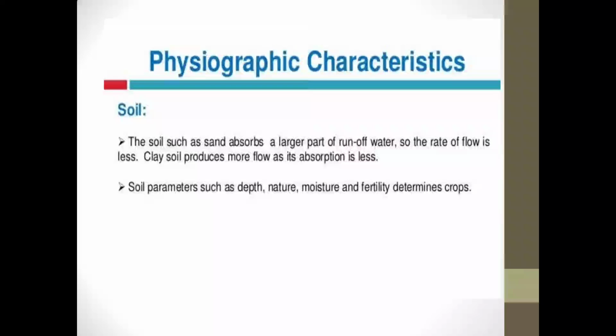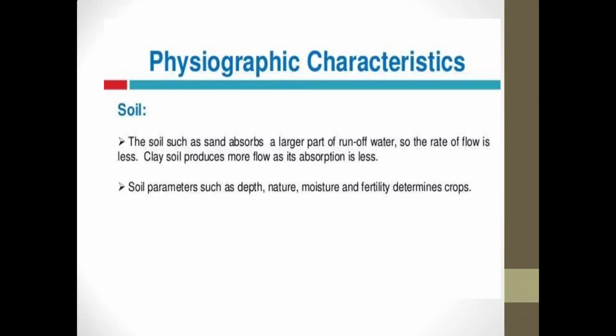If the type of soil is clay soil or black soil, in that case the flow of water is more, and the absorption of water into that black soil or clay soil is very less. So sand soil plays a very important role in the absorption of the peak flow of the runoff water, and it also reduces the flow rate of the runoff water.